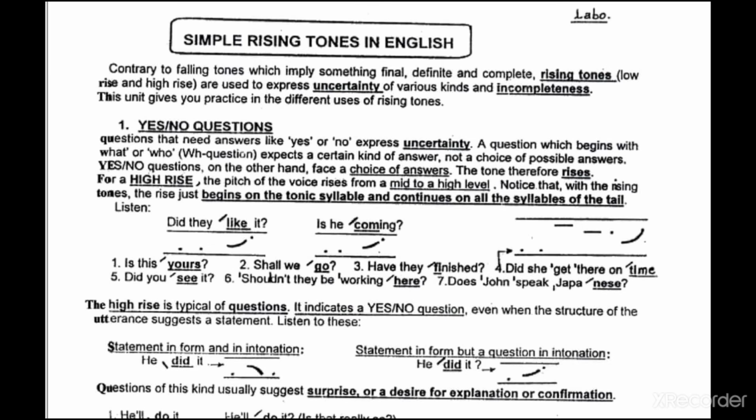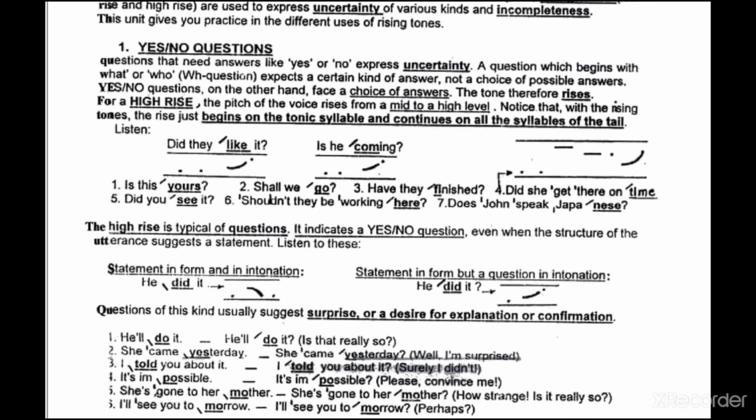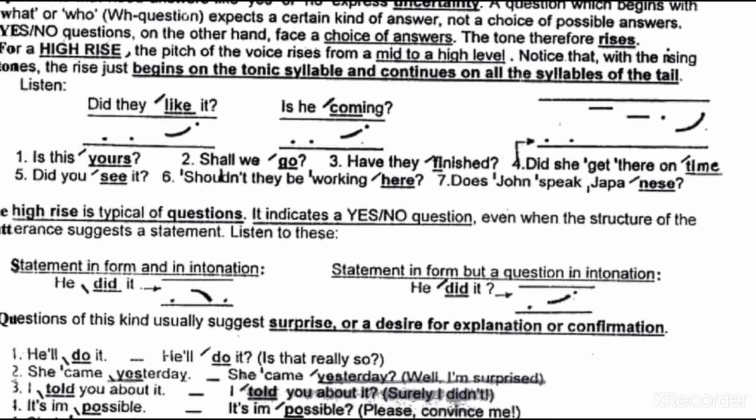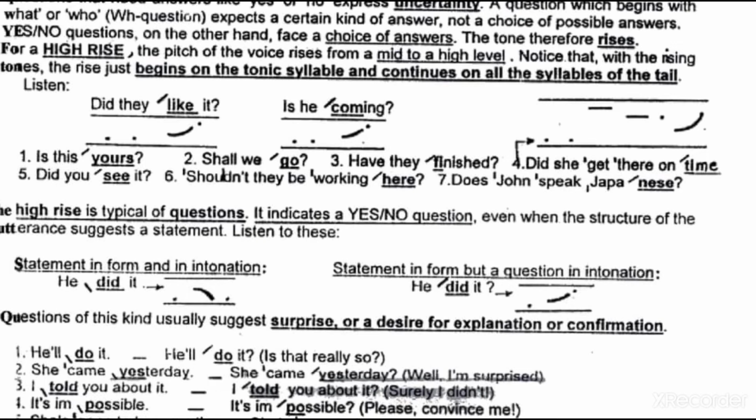So we have two simple rising tones, the high rise and the low rise. We start with the high rise. As mentioned earlier, the high rise is used in normal yes-no questions. So, not strong, but normal yes-no questions. So we practice the following examples.